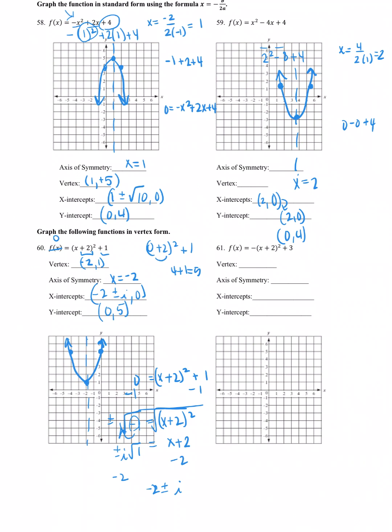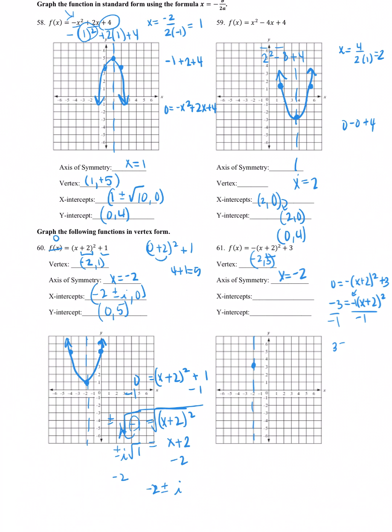Vertex is opposite of this, negative 2 comma 3. Negative 2, 3 is right here. Line of symmetry is x equals negative 2. X-intercept, when I let the function equal 0, I'm going to first subtract 3. Now I have to remove this negative because that's like a negative 1 being multiplied, so I'm going to divide that to the other side. That'll give me a positive 3.